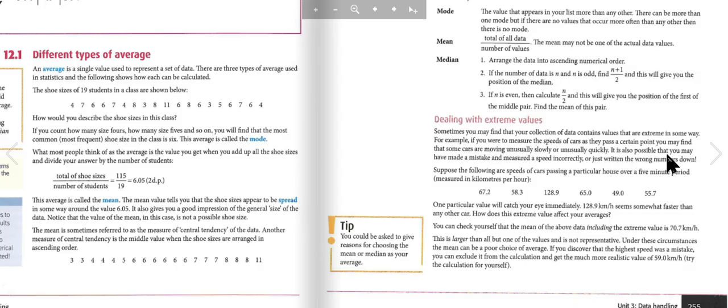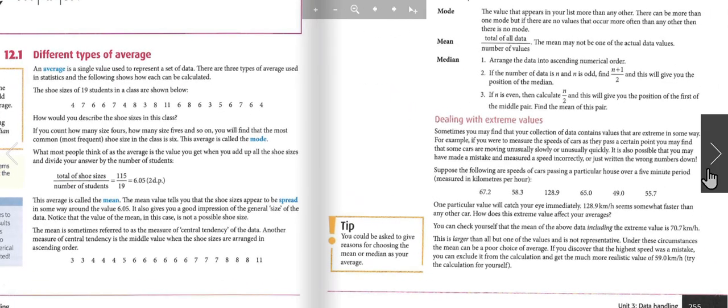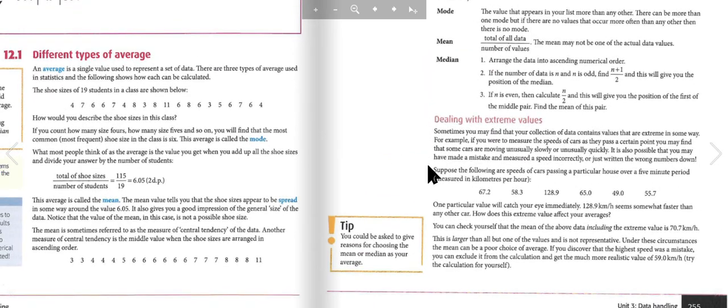It is also possible that you may have made a mistake and measured the speed incorrectly or just written the wrong numbers down. Suppose the following are speeds of cars passing a particular house over a 5-minute period, measured in kilometers per hour. One particular value will catch your eye immediately. 128.9 kilometers per hour seems somewhat faster than any other car.